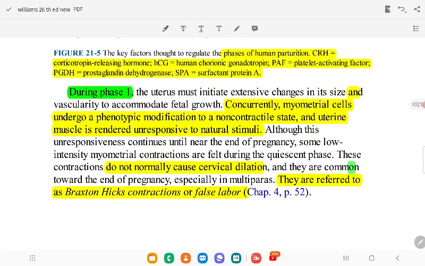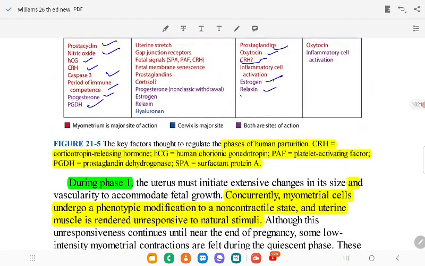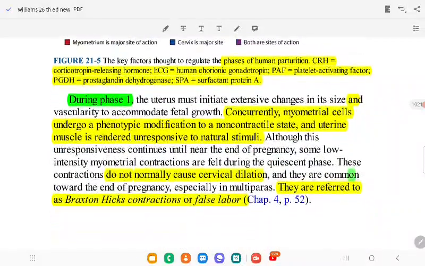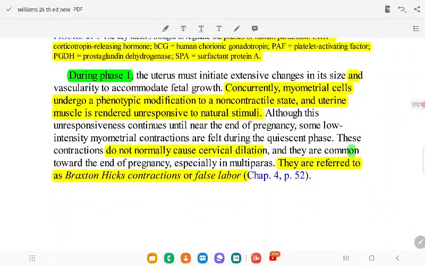The uterus must initiate extensive changes in its size. What happens in phase 1? Phase 1 is the prelude phase, or quiescence phase. In this phase 1, it initiates extension in size and vascularity. The fetus has to grow, so the uterus has to change in its size and increase its vasculature to accommodate the fetal growth.